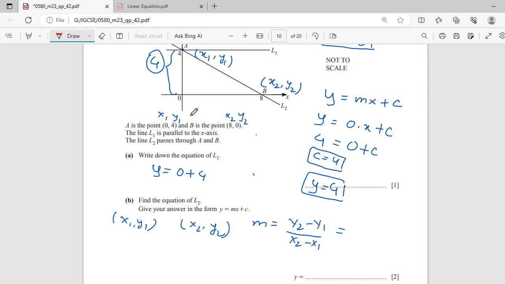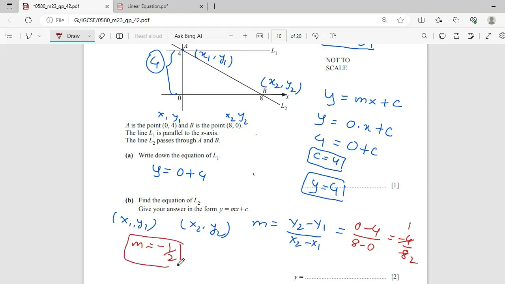So y2 is 0, 0 minus 4 upon 8 minus 0, so that will be minus 4 upon 8. 0 minus 4 is minus 4. I can cancel. 4 into 2 is 8. So the gradient now we have is minus 1 comma 2.